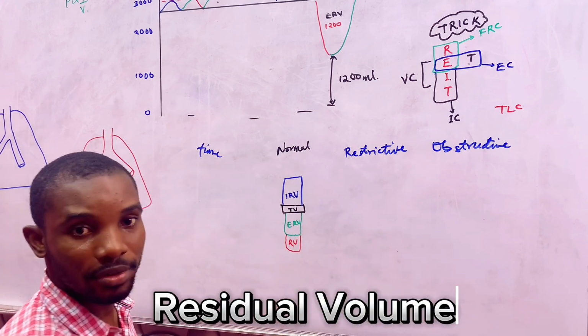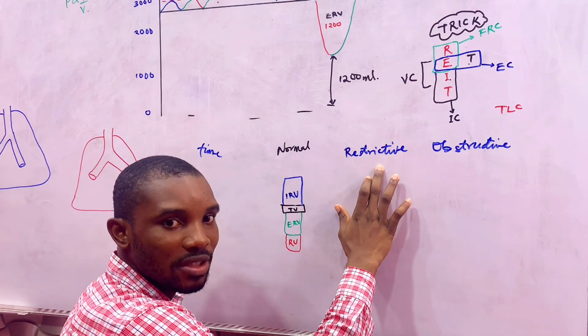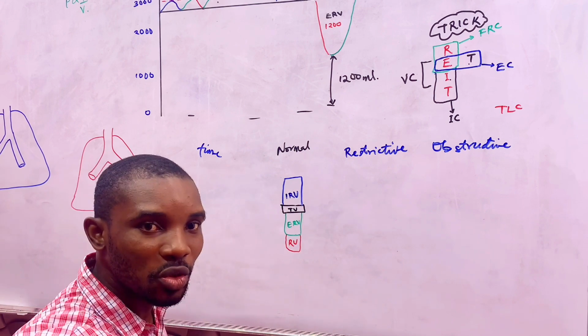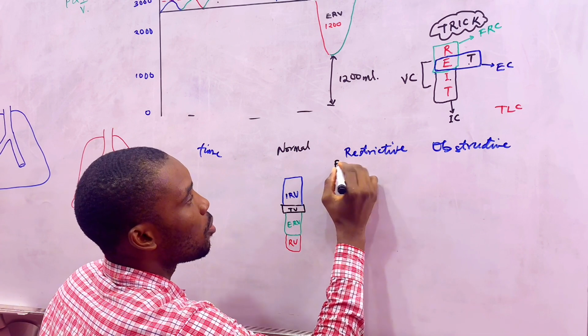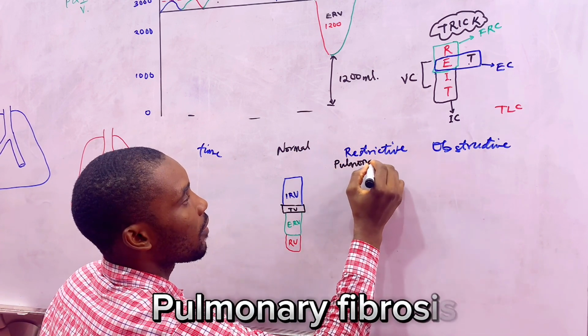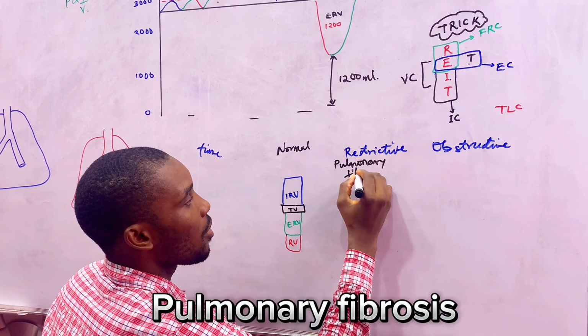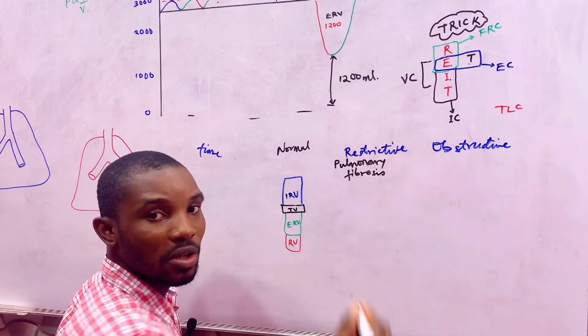Residual volume. Right? Now, in restrictive lung disease, there's some sort of what? Restriction to lung expansion. And then a typical example is what? Pulmonary fibrosis, where there's fibrosis of the lung tissue.